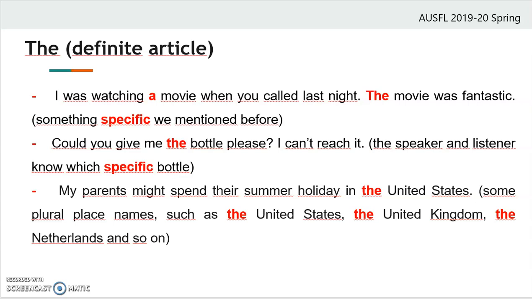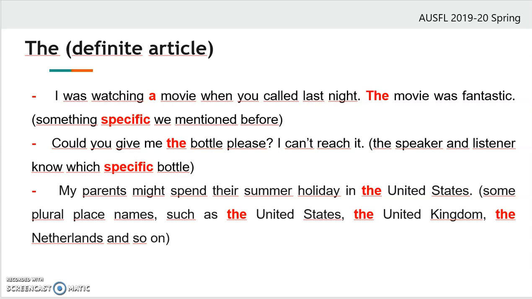Definite means something particular or specific. The definite article is the. We use the when we mention something before. I was watching a movie when you called last night. The movie was fantastic. In the first sentence, we say a movie because it's the first mention, but in the second sentence, it becomes specific: the.